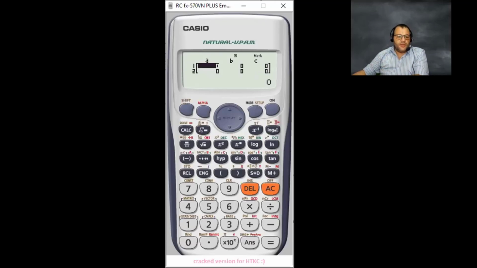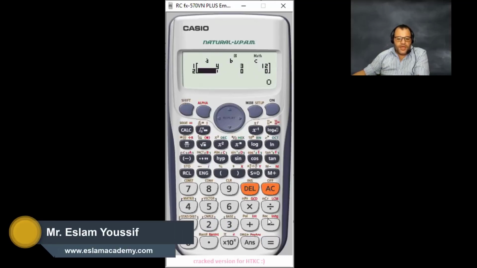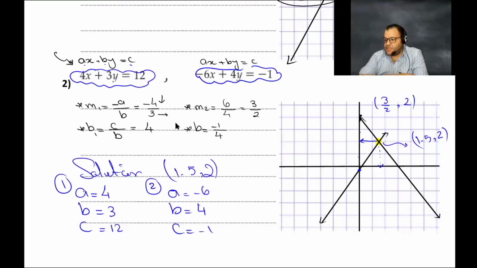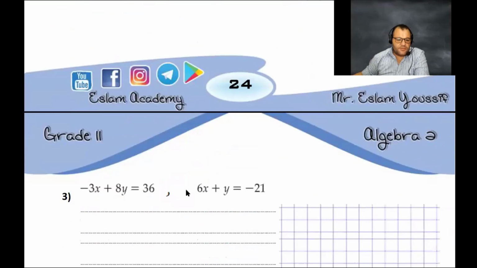So just choose one. If you remember, a equals 4, b equals 3, c equals 12, then a equals negative 6, b equals 4, c equals negative 1, then press equal. You will find the first value, x equals 3/2, and y equals 2. So the ordered pair will be 3/2 and 2. Is that clear? Any problem for this one? Is there anything that you didn't understand from the previous?